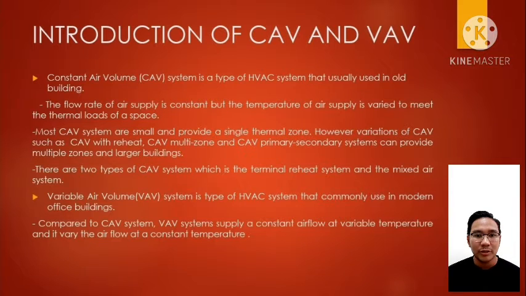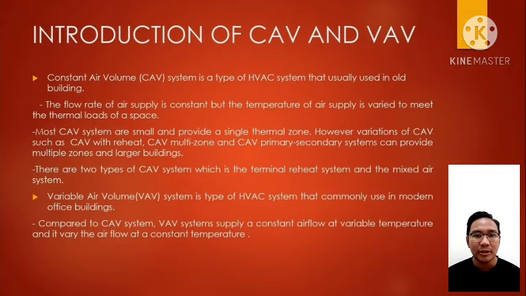Constant air volume (CAV) system is a type of HVAC system that is usually used in buildings. The flow rate of air supply is constant, but the temperature of air supply is varied to meet the thermal load of a space. Most CAV systems are small and provide a single thermal zone. However, variations of CAV such as CAV with reheat, CAV multi-zone, and CAV primary secondary system can provide multiple zones and larger buildings.